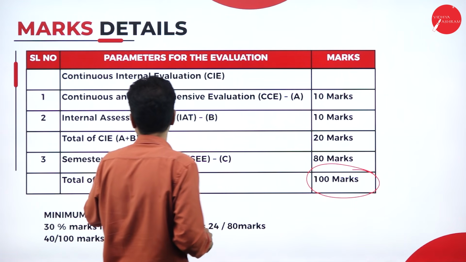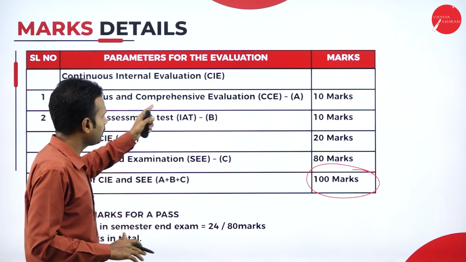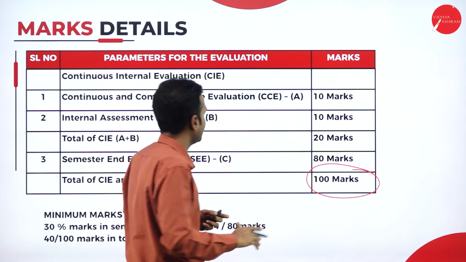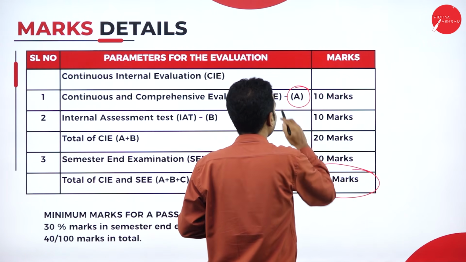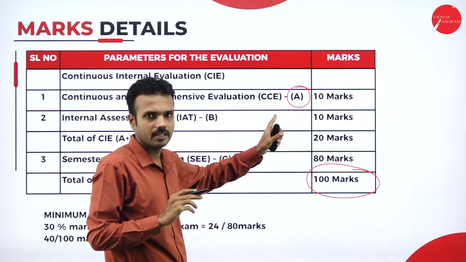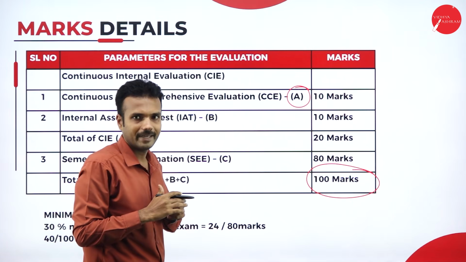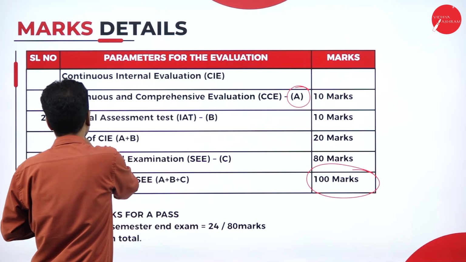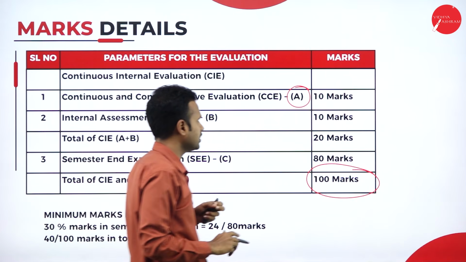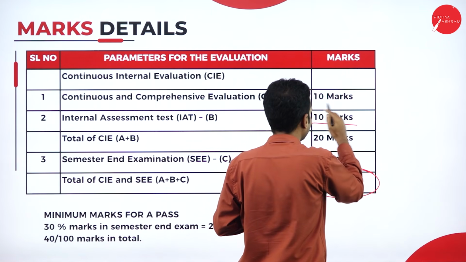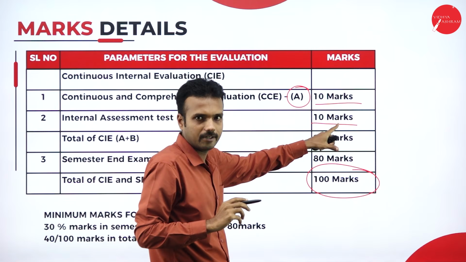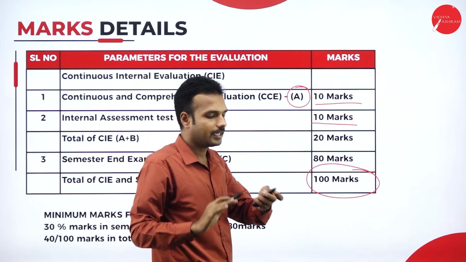Here, continuous and comprehensive evaluation, that we call CCA, is for the consideration of the assignment. When it comes to the second criteria, the internal assessment test that we are going to conduct is for 10 marks. 10 plus 10, it is going to become 20. Guys, please don't get confused.